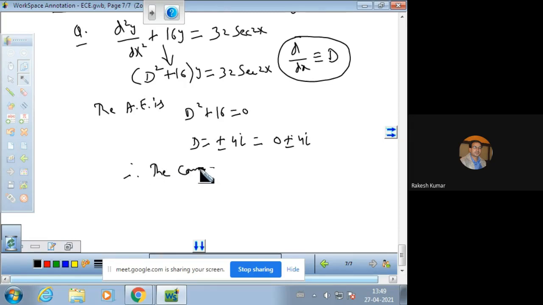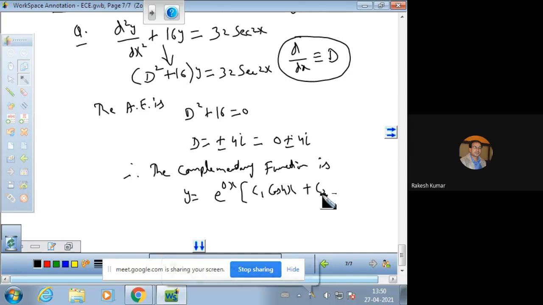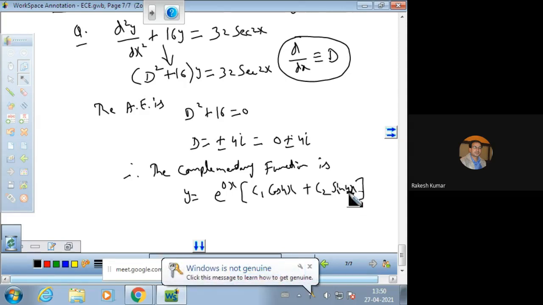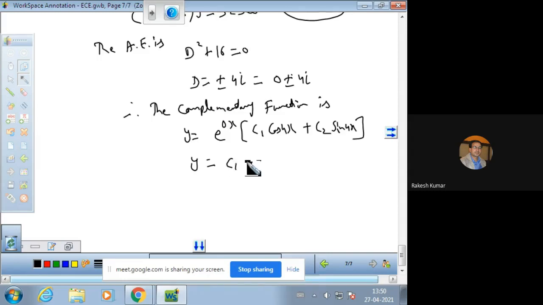This is the complementary function actually, because the equation is a non-homogeneous differential equation. In the non-homogeneous case, we will not get the complete solution yet, we will get the complementary function. So the complementary function is y is equal to e raised to power real part 0x into c1 cos of 4x plus c2 sin of 4x. But e raised to power 0 is not needed, so you can remove e raised to power 0. So c1 cos of 4x plus c2 sin of 4x.